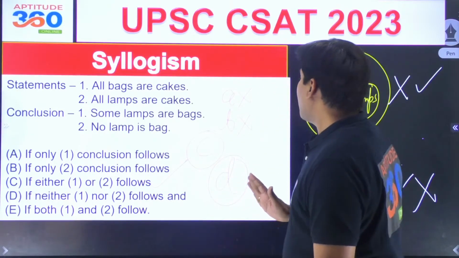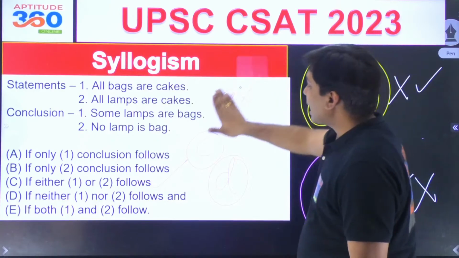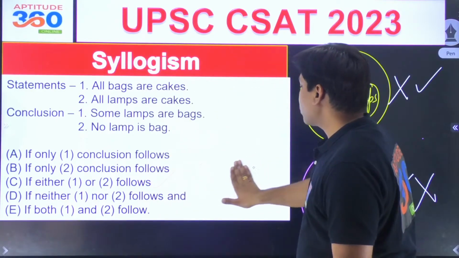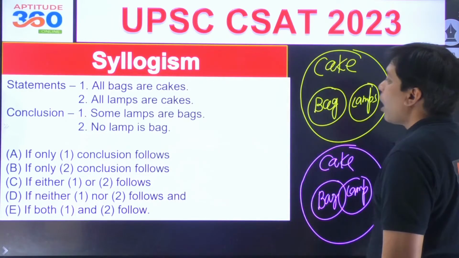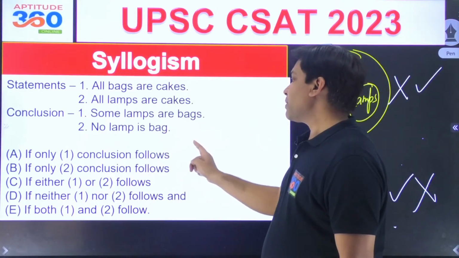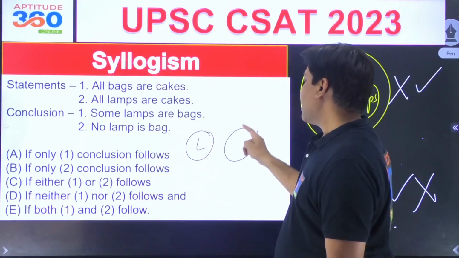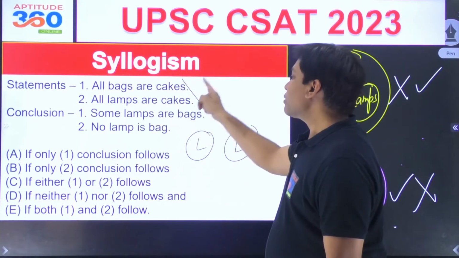मैं क्या कह रहा हूं, अब प्रॉब्लम को 2-4-5 प्रॉब्लम लगा लो ना. 2-4-5 प्रॉब्लम अगर आप लगा लोगे तो आप स्टेटमेंट नहीं पढ़ोगे, आप सीधे सीधे कंक्लूजन देखोगे. अब कंक्लूजन मेरा बोल क्या है? Some lamps are bags, no lamp is bag. Some lamps are bags. मेरा इससे कुछ मतलब ही नहीं है.